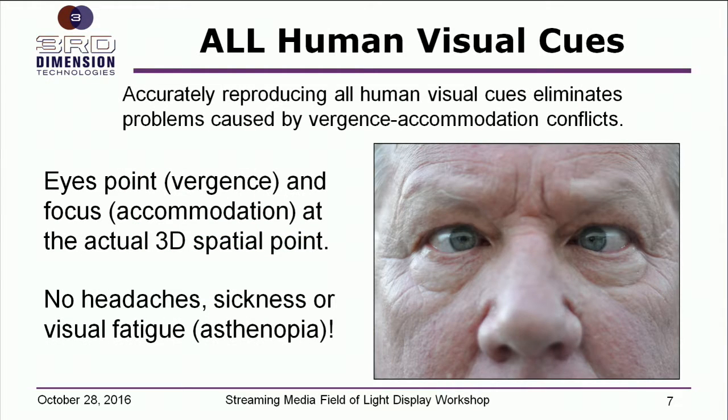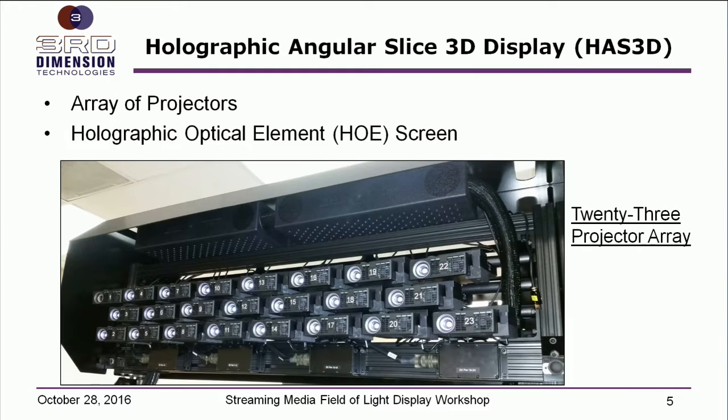This is an array of 23 projectors. It produces a 23-degree wide horizontal field of view by 90 degrees vertically, so a very wide field of view. You get 3 megapixels into each eye from any particular position, from any viewpoint.